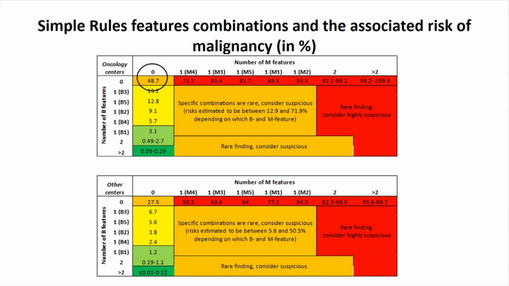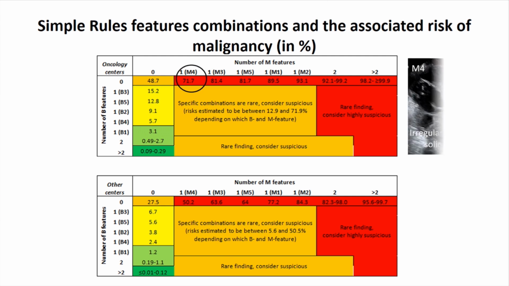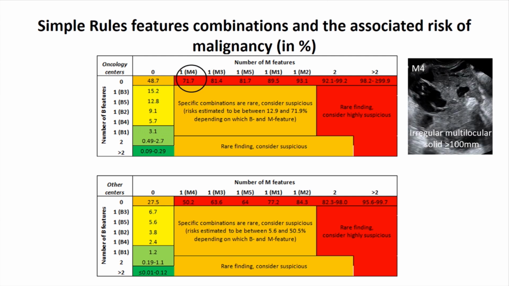If none of the 10 features is present, and if you work in an oncology center, the risk of malignancy is 48.7%, while if you work in another type of center, the risk of malignancy is 27.5%. If only one malignant ultrasound feature is present, and that malignant ultrasound feature is irregular multilocular solid tumor with the largest diameter of at least 100 millimeters, the risk of malignancy is 71.7% if you work in an oncology center and 50.2% if you work in another type of center.